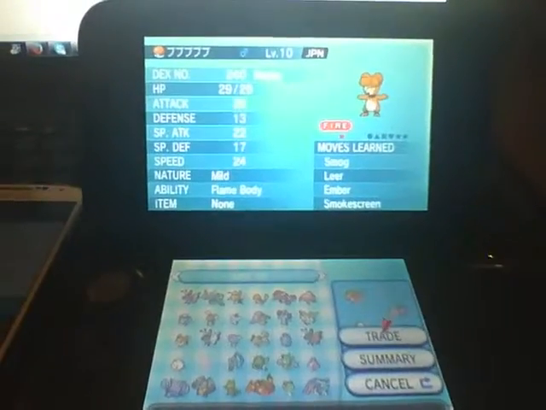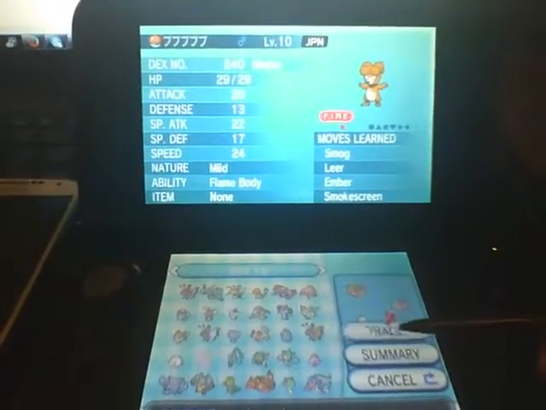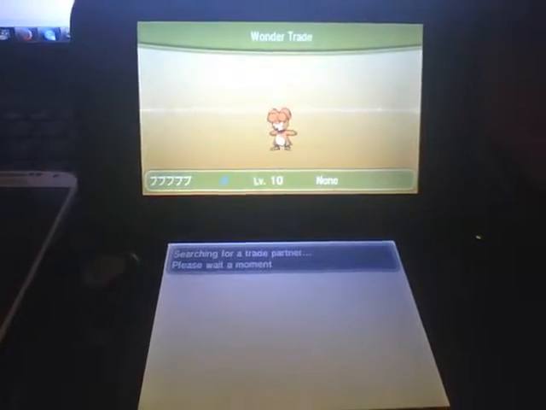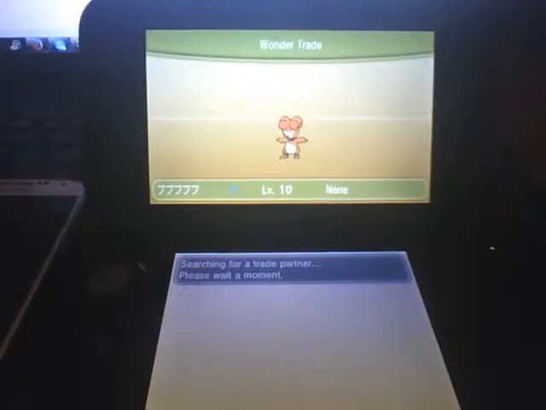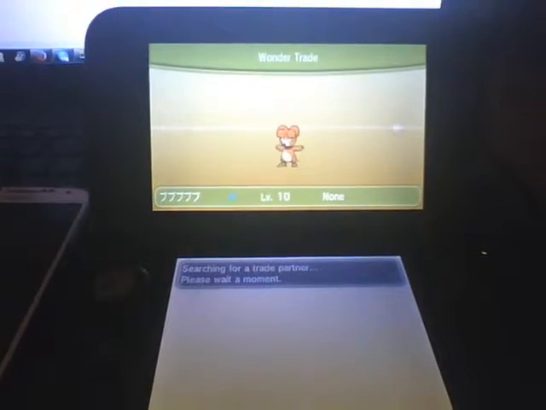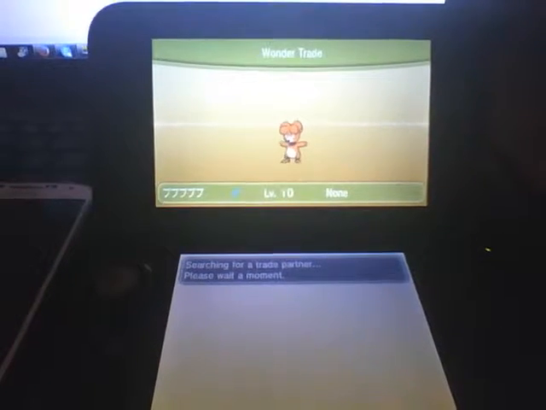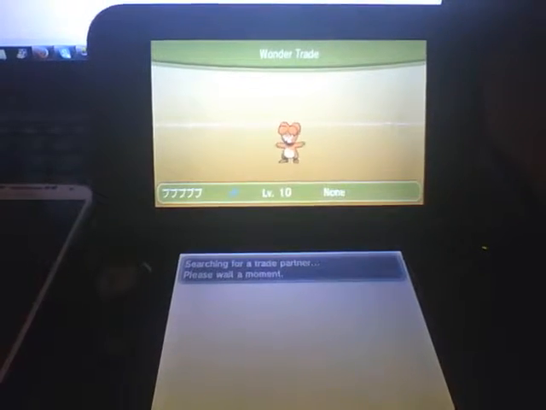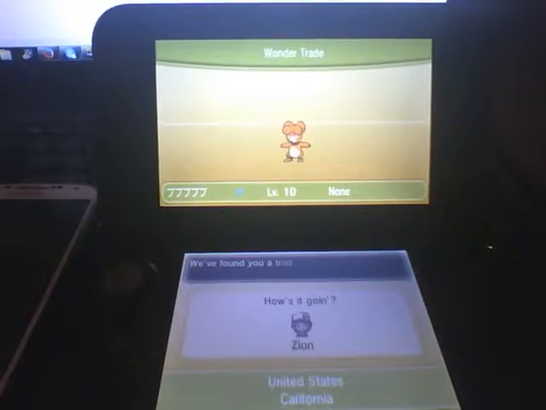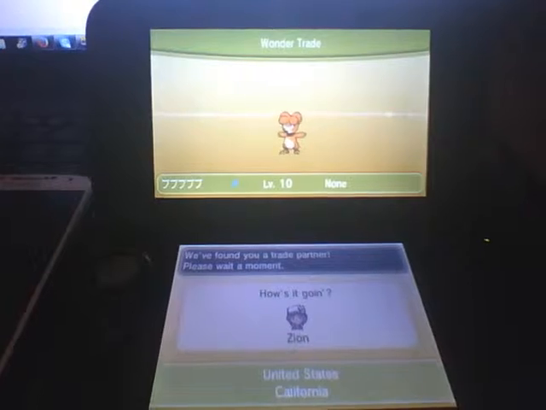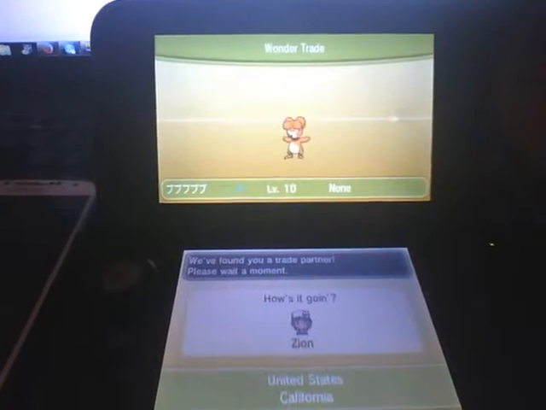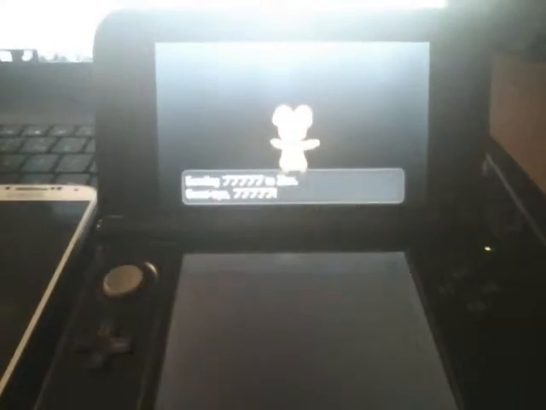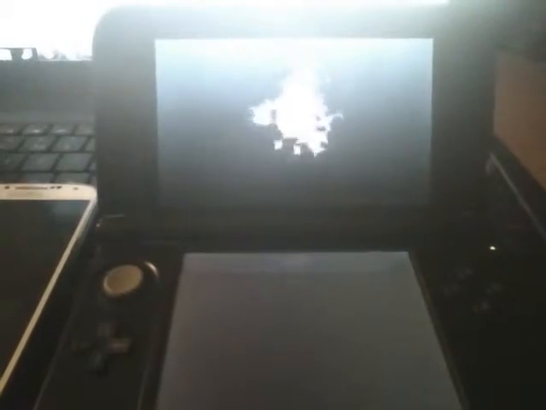How about a shiny Smeargle? Yeah, my friend gave me this. But oh well. Bye shiny Smeargle. Someone from California, yeah, you. Oh, cute little shiny Magby. Hi, Magby. Let's see what I got in return. Oh, that's not too bad.